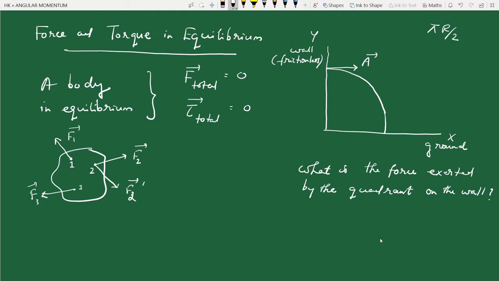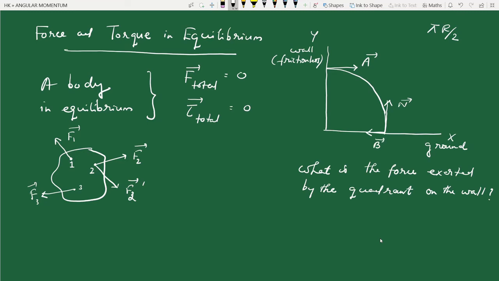So there is a force acting here, normal to the surface of the wall, and since the wall is frictionless, there is no horizontal force acting there. Now when you come to this point where the quadrant rests on the ground, it's in contact with the ground, there must be a normal force here. Let's call it the normal force exerted by the ground on the quadrant, and there must be a tangential force. Let us call it B.